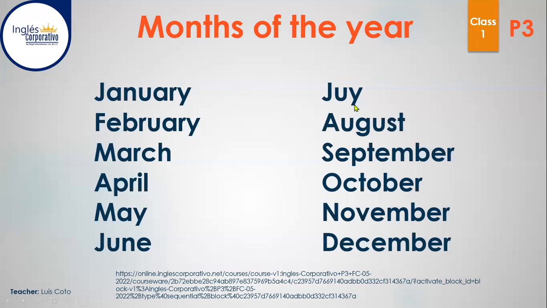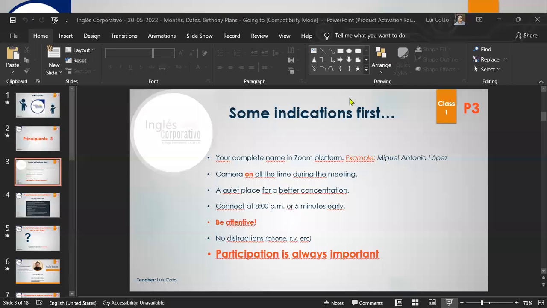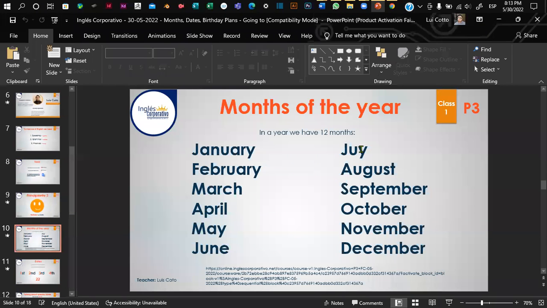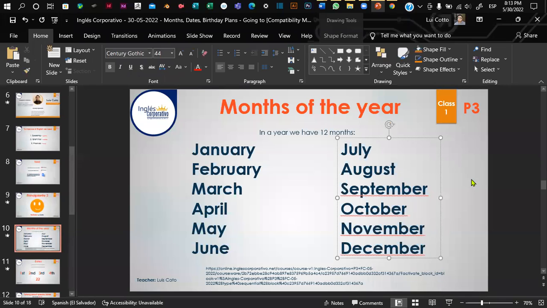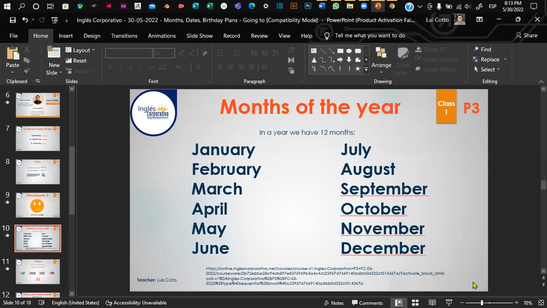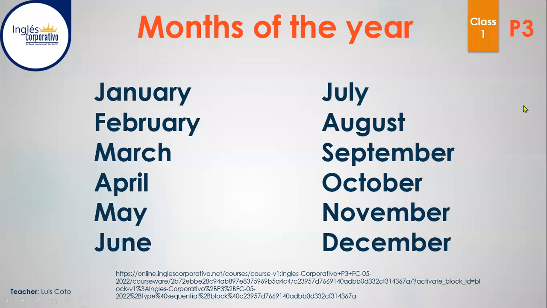Oh, there is a mistake. I forgot a letter. What is the missing letter? L. Correct, the letter L. I will correct it. July. Now it is correct. Very good. After July, what is the next month? August. September. Okay, after July.